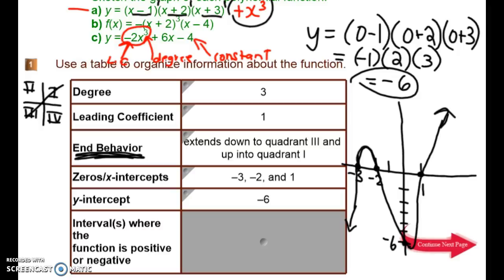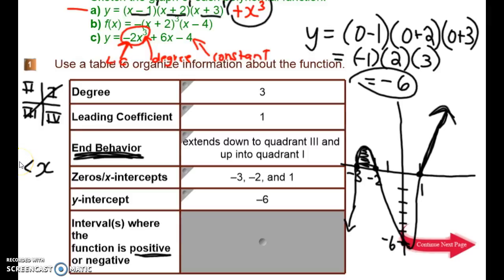Okay, and to finish up this example, if we're looking to see where we are positive, remember that's the things in the upper part of our graph, so it's these pieces here. So we are positive. X has to be greater than minus 3.